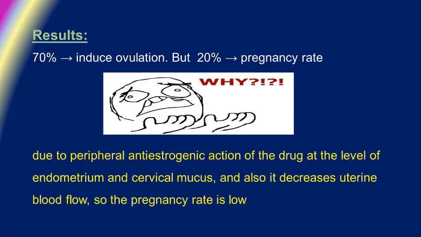There is anti-estrogenic action of Clomid at the level of the endometrium and cervical mucus, and also Clomid decreases uterine blood flow. All of those cause a low pregnancy rate with Clomid in spite of ovulation, because of decreased endometrial receptivity and decreased implantation rate.